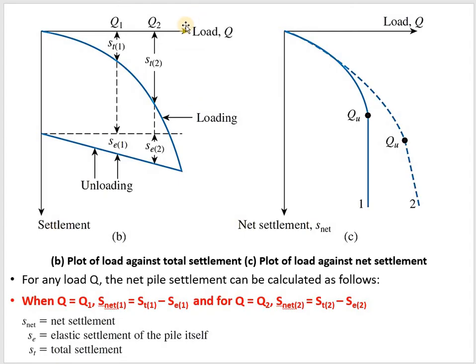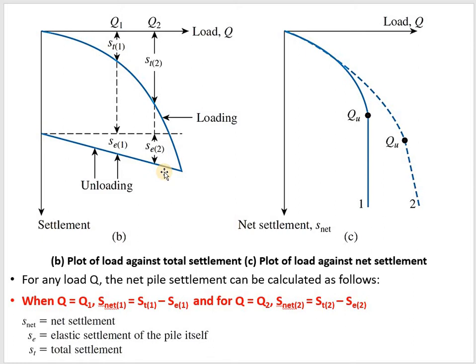Now you can see here the load settlement curve for this pile load test, and you can see 2 graphs. I will explain what the first one and the second one are. This is the load settlement curve, and this is the net settlement versus load curve. I will explain what the net settlement is. If you have a load Q, the net settlement is calculated by deducting the elastic settlement from the total settlement. So you have 2 settlements here.